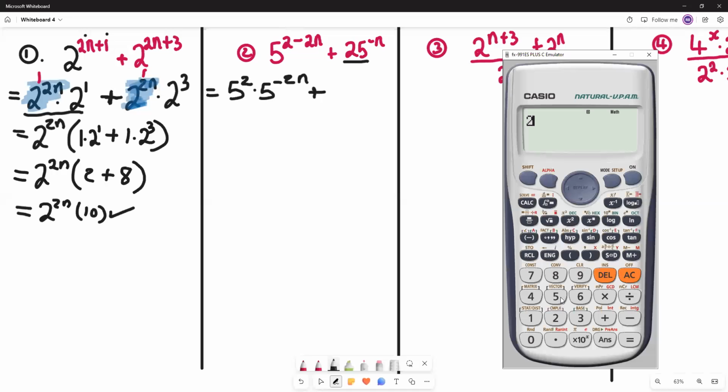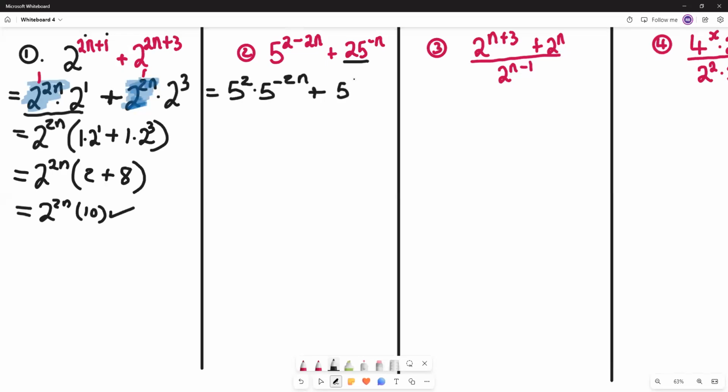You press your 25, you say equals, then you press shift, then you press fact. You see, it shows you that 25 can actually be written as 5 to the power 2. So I'm going to say 5 to the power 2, and then in brackets, negative n. So make sure that the part with the letter as the exponent, the base is a prime number.